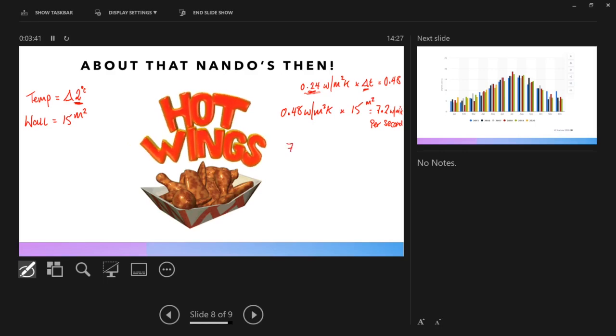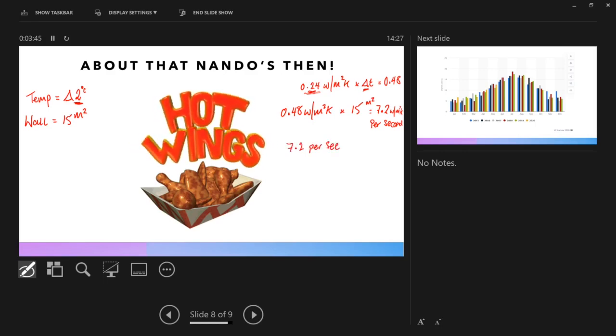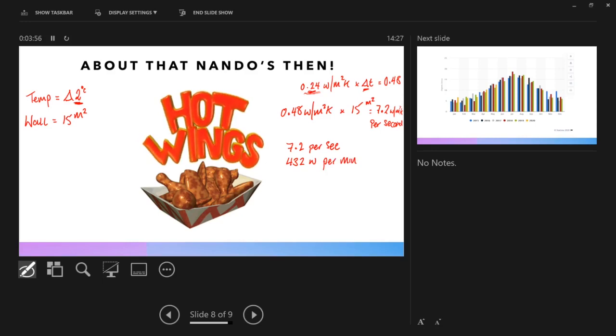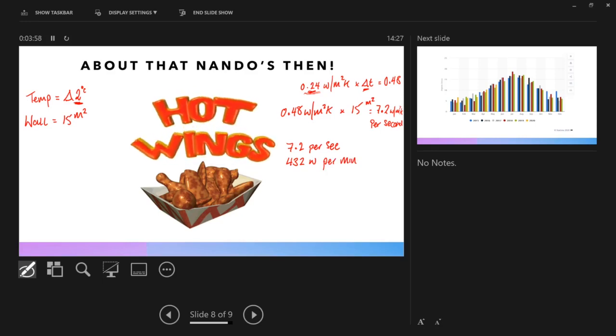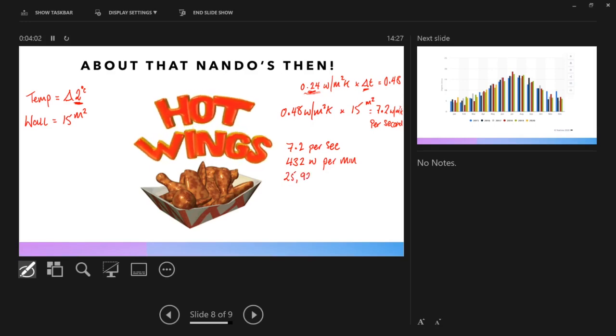So 7.2 per second, and there are 60 seconds a minute, so it means we're losing 432 watts per minute. And then per hour it's 25,920 watts per hour.